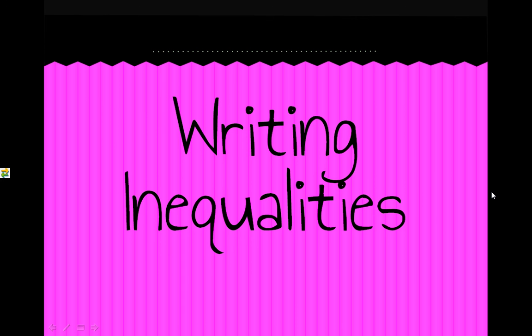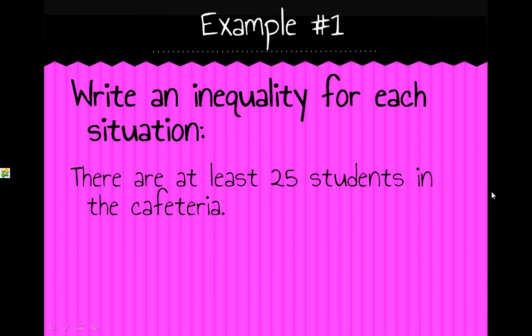Okay, writing inequalities. Now you've seen something like this whenever we translated the words into math with equations. We're doing the same thing. We're translating words into math, but this is with inequality, using those inequality symbols. Okay, so we're going to write an inequality for each situation.